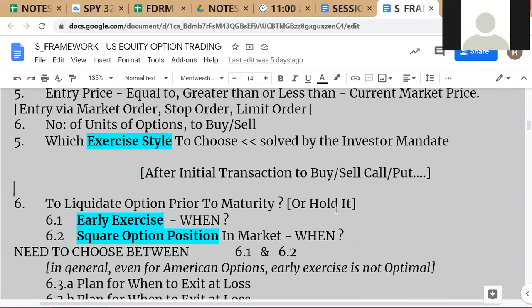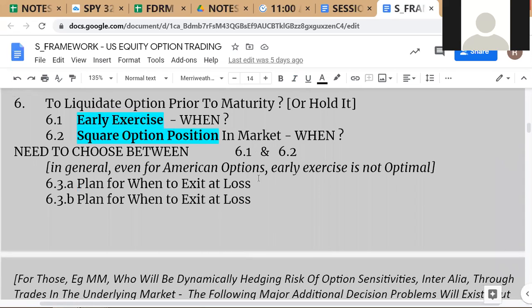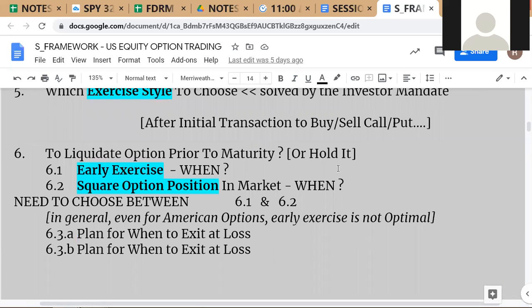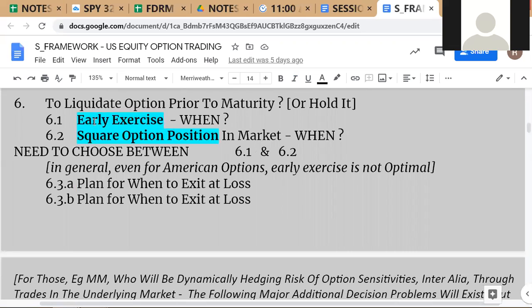So you already know this, we've discussed it. And then some additional decision problems here, which arise after buying it: whether you exercise it early or not, or whether you should square your option position. As I said, normally you would square, even in the case of American style options. You should say American style options, okay?